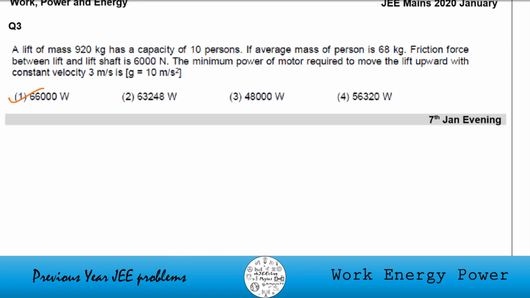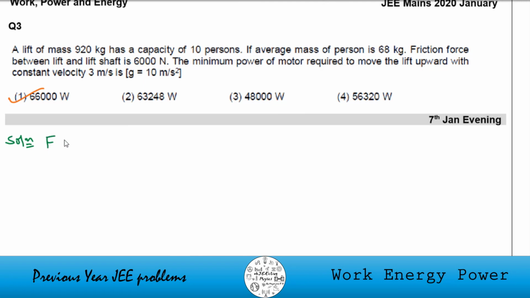So here, solution. Here the minimum power we should estimate. Before that, we know that power is equal to force into velocity. So first of all we should find out the force.